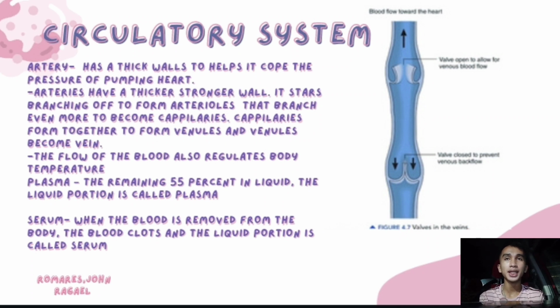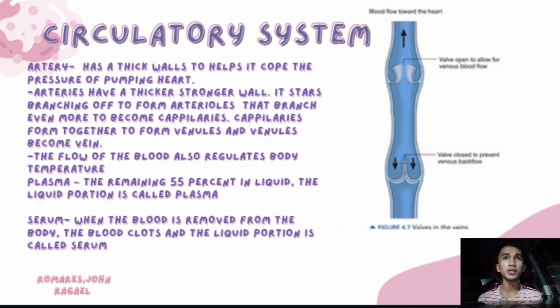So what is an artery? An artery has a thick wall that helps it withstand the pressure of the pumping heart. Arteries are constantly expanding and contracting and therefore have a thicker, stronger wall. The arteries start branching off to form arterioles that branch even more to become capillaries. Then capillaries start forming together to create venules. Then the venules become a vein.